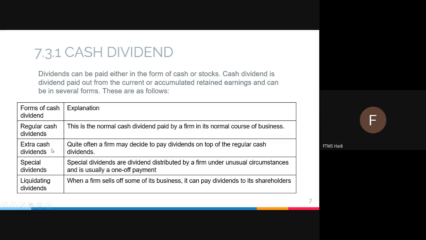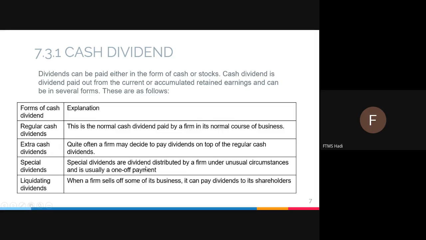The second one, extra cash. Extra cash means that this is subsequent to the regular cash dividend. If the company feels that they want to give more, they will announce it through an extra cash dividend. Let's say 10 cent earlier, and then RHB announced that there will be another 2 cent extra. So that is an extra cash dividend.